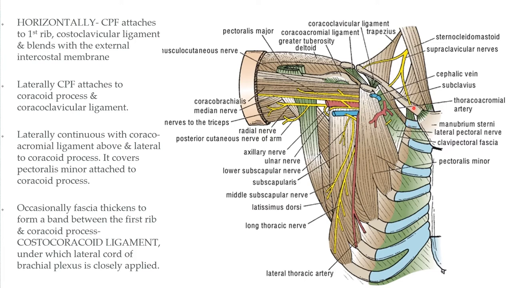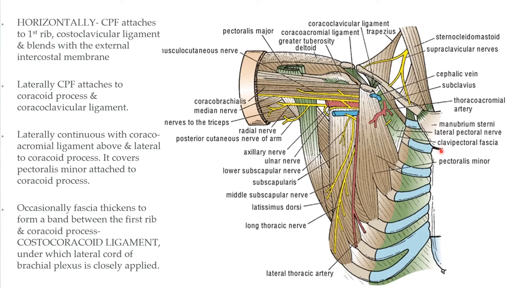In between the clavicle and the first costal cartilage, you can see this green color structure, which represents a ligament. Because this ligament extends in between the costal cartilage and the clavicle, it is named the costoclavicular ligament. This is the manubrium, this is the body of the sternum, so this is the sternal angle of Louis.